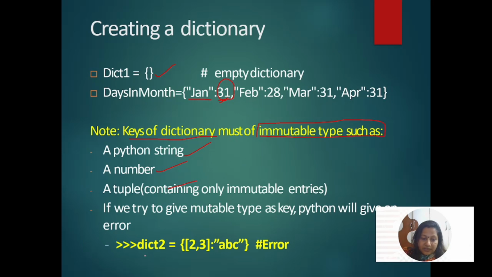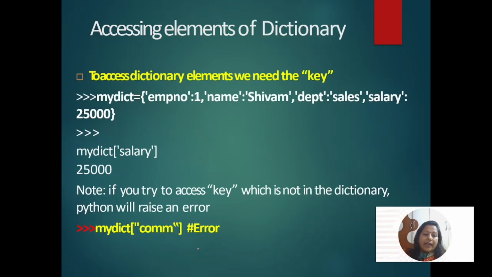But if you try to create a key with a list, it won't accept. You can see here the example. I'm creating the key in the form of a list. It is not going to accept because a list is mutable. The key you have to give is an immutable data type. Clear? Okay. How can you access each element of a dictionary? Through the key only.